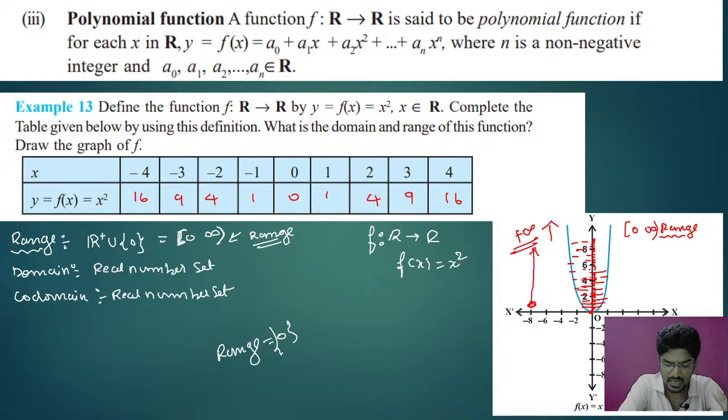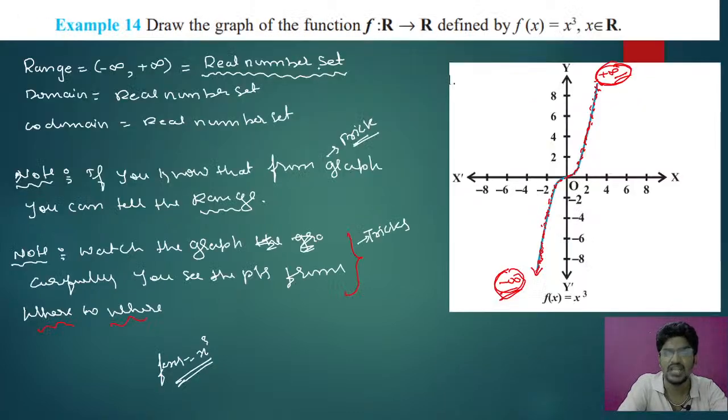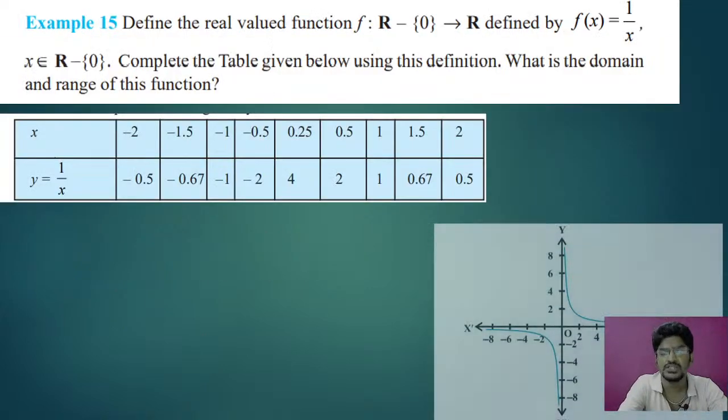Please observe here. All functions will have different ranges and different graphs. Are you getting my point? Different functions will have different ranges. Are you getting my point? Okay. So this is all about f of x equal to x cube. So quickly tell me how many of you have understood this.